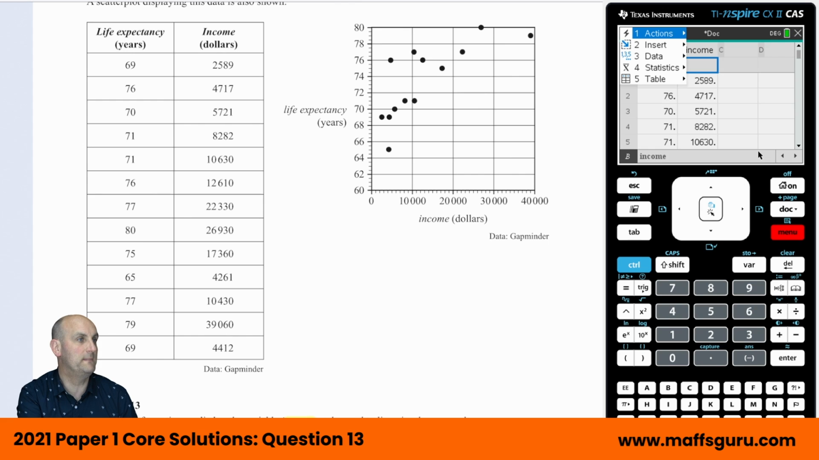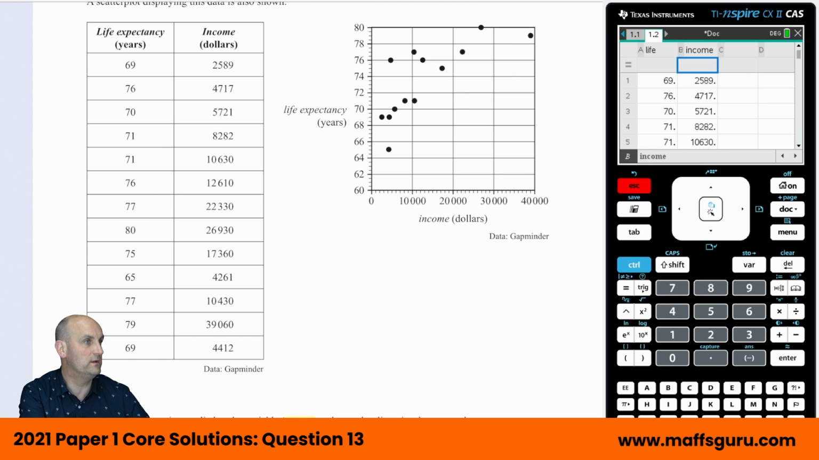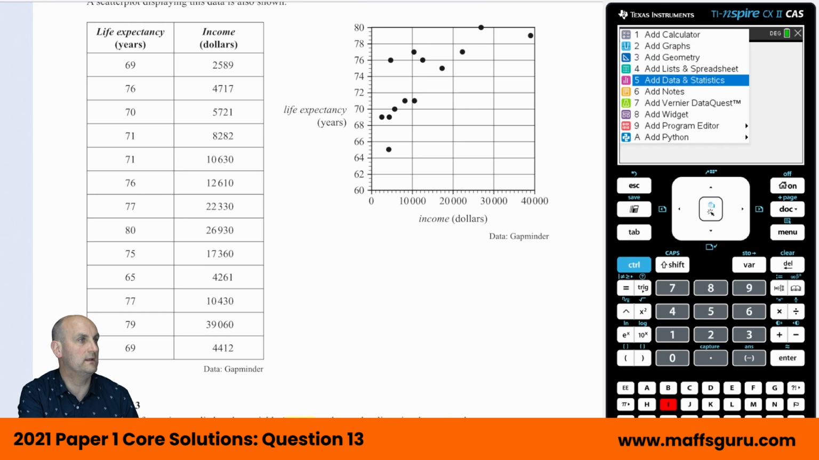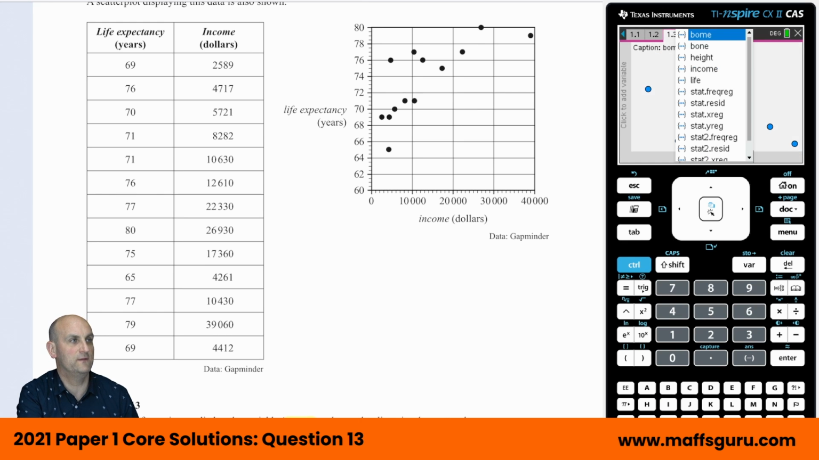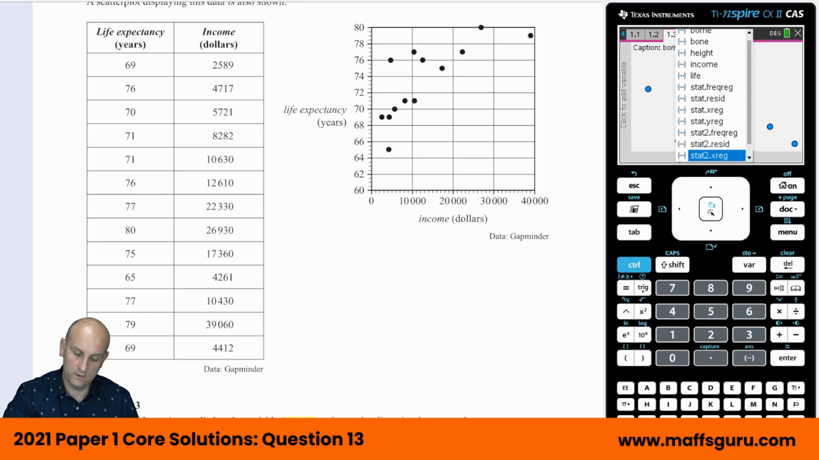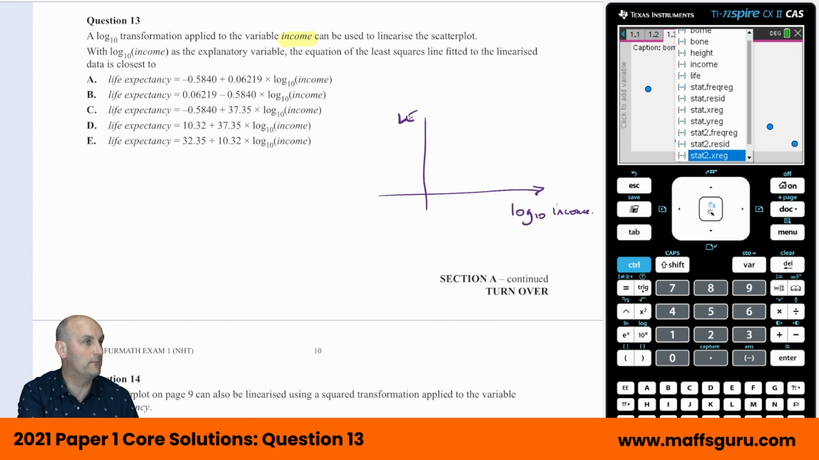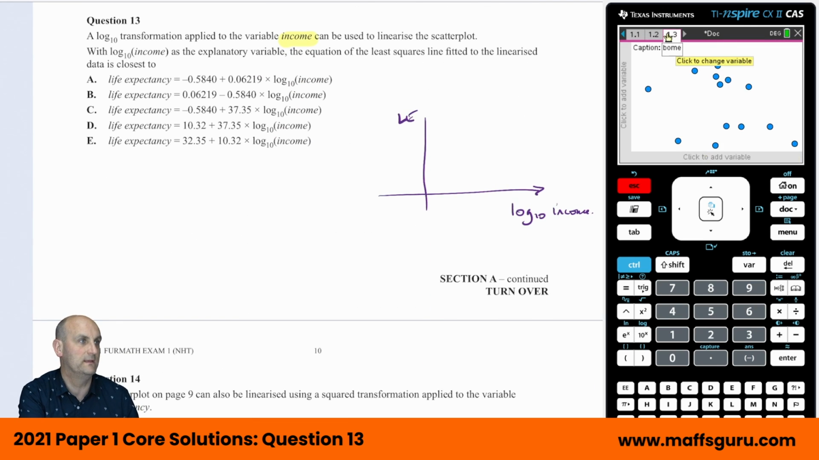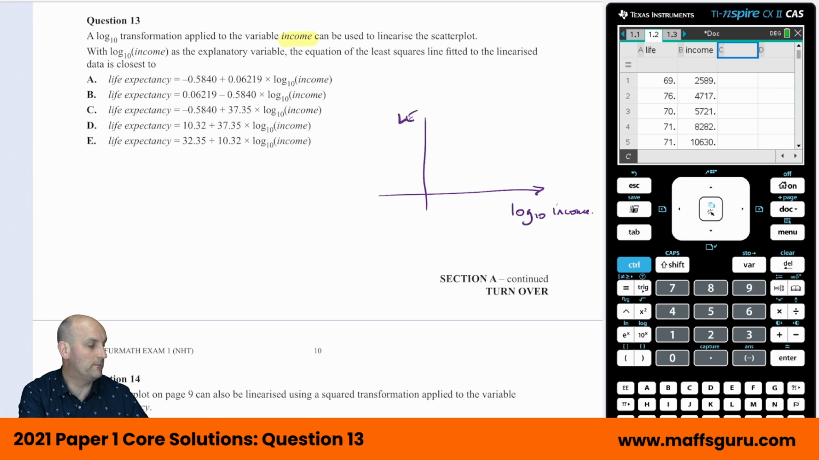So let's do menu. Actually, let's not do that. I could do this, but let's try something different. He says, hitting the wrong key altogether. So I'm going to do control and insert and data and statistics. Click to add a variable there. So income? No. Actually, let's do that one again. There's my income. I've got to do log income. Oops, log income, forgot that.